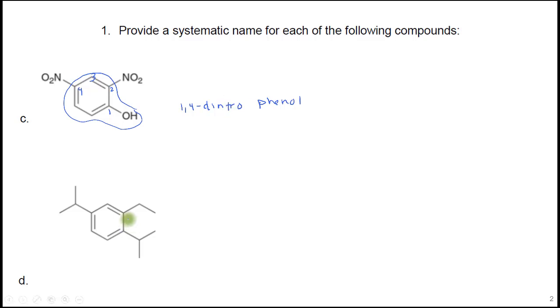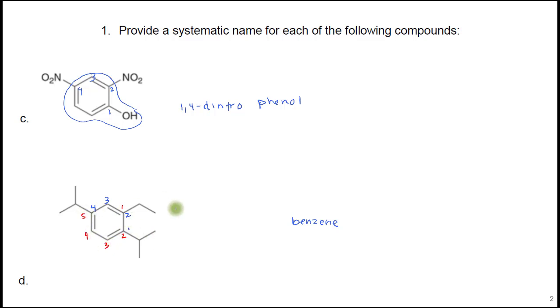In the second example, we have ethyls and isopropyl groups. Neither of those have special parent names. This will just be benzene. And we can number it 1, 2, 3, 4. And I can try numbering it a different way. The goal is to have lowest overall numbering.